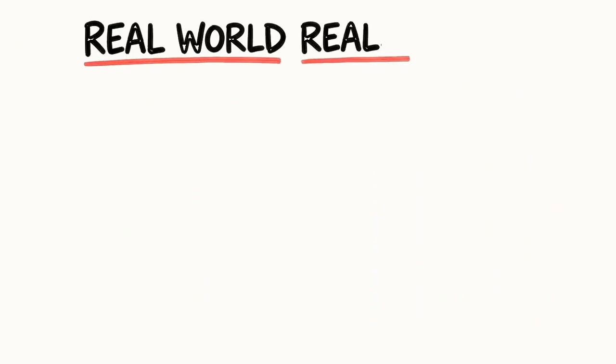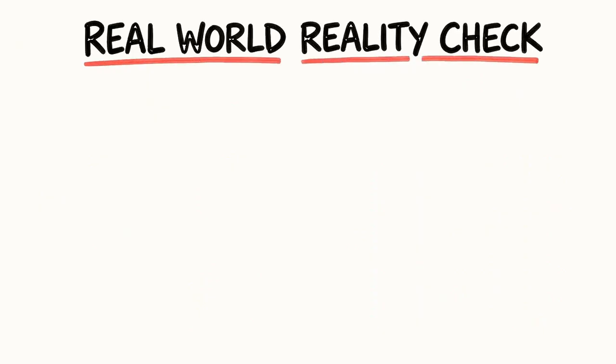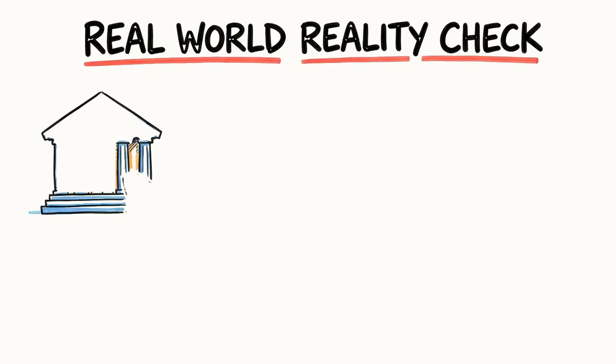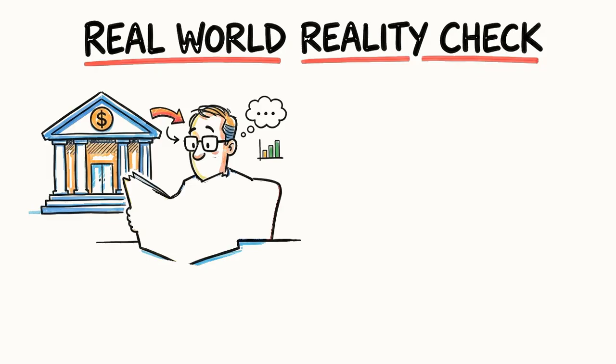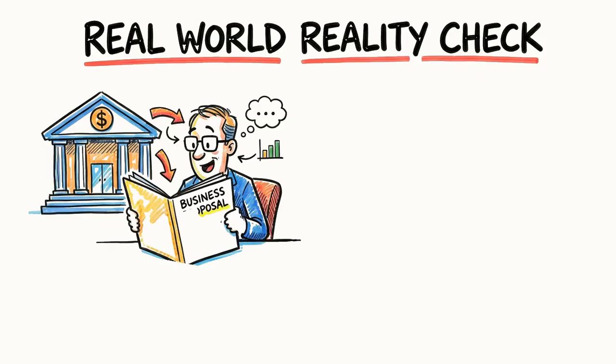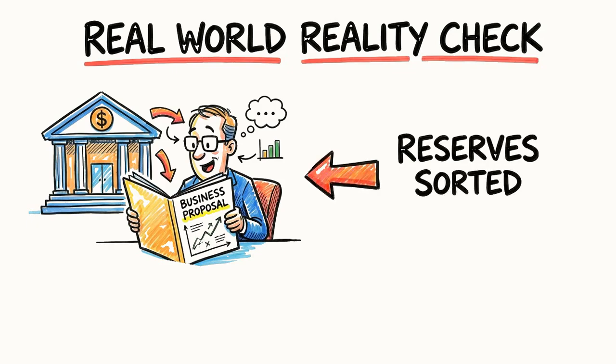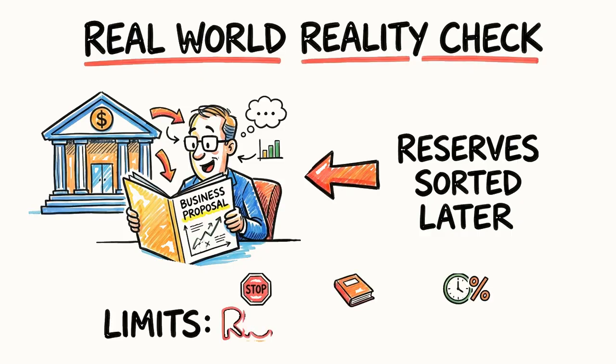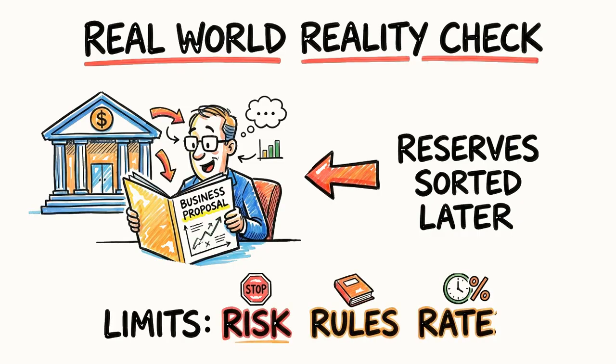Now, one quick reality check. This step-by-step multiplier story is a teaching model. In the real world, banks don't literally wait for your deposit before making a loan. They lend when it makes business sense, and they sort out reserves afterwards through the banking system and the central bank. What actually limits lending today isn't a simple reserve percentage. It's things like credit risk, regulations, interest rates, and profitability.